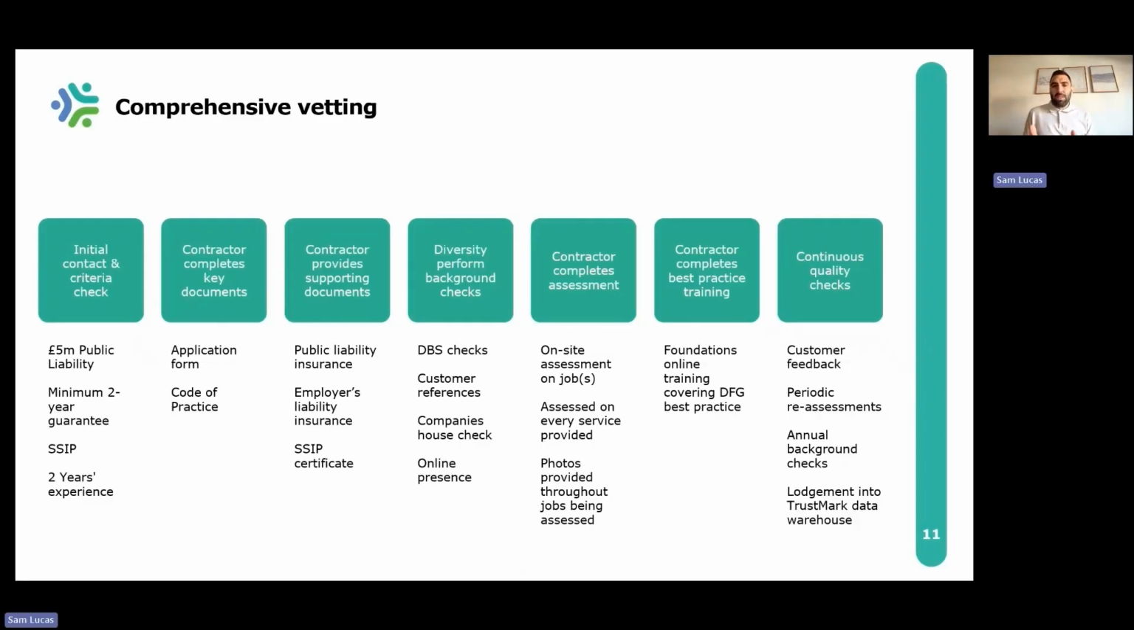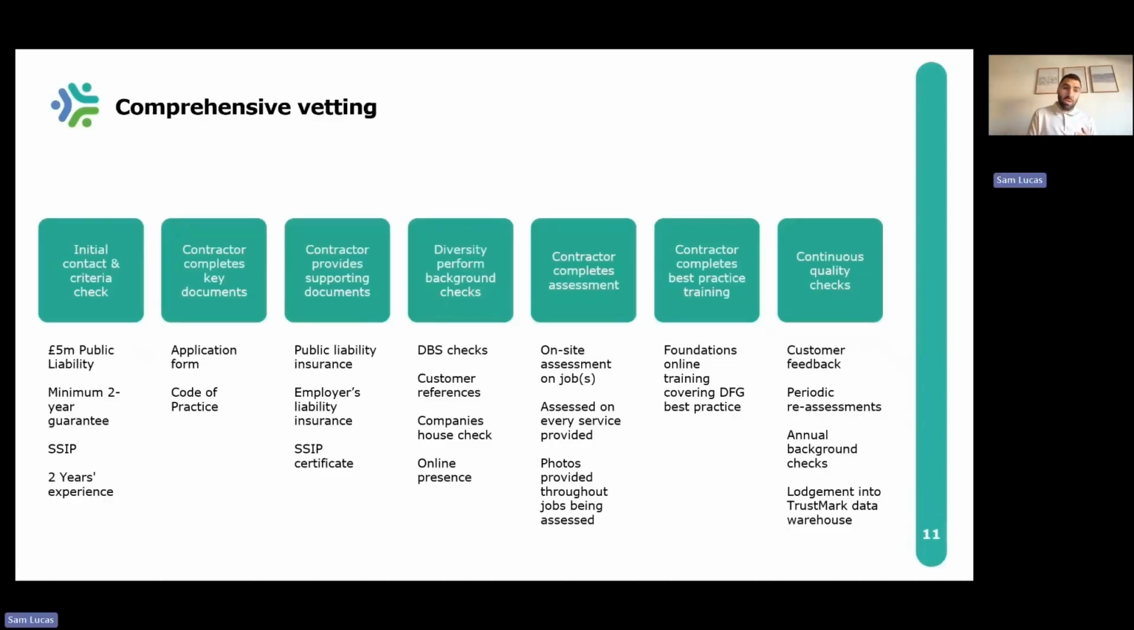These are, I suppose, the 7 steps of comprehensive vetting, but there are 6 involved in the initial onboarding experience, what we call the initial contact and criteria check phase. When contractors first come to us wanting to join the scheme, or we approach them, we ask them for a number of different things that they must meet. So £5 million worth of public liability, they must offer a minimum 2-year workmanship guarantee, they must have an SSIP certificate to prove health and safety on site, and they must have at least 2 years relevant experience within the relevant trade and space.